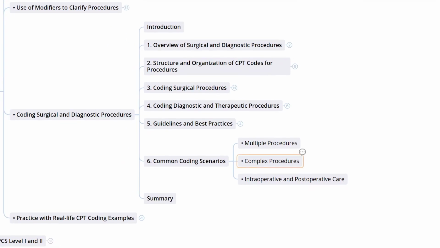Common coding scenarios: multiple procedures. Append appropriate modifiers and sequence codes based on payer rules. Complex procedures: follow guidelines for extensive surgeries or procedures involving multiple sites. Intraoperative and postoperative care: apply modifiers and codes supporting global periods.